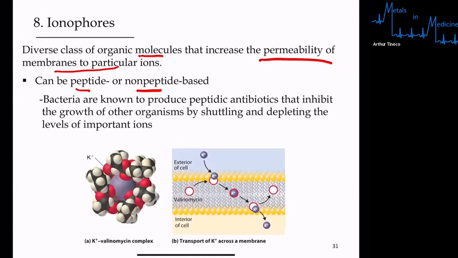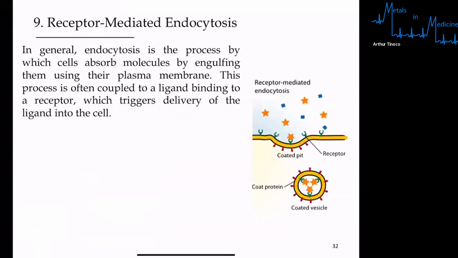A good example of this is the antibiotic valinomycin, which is specific for binding potassium. You see this idea that the potassium interacts with this peptide, it binds, and it gets brought in, which facilitates the transporting. So that is something pretty commonly observed.